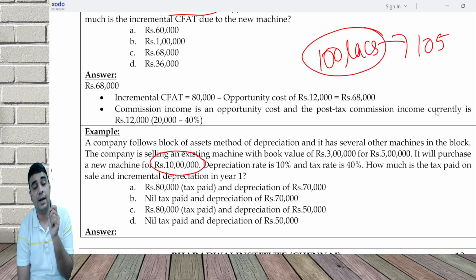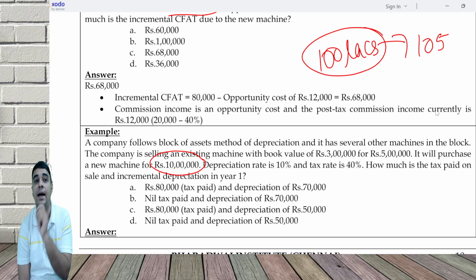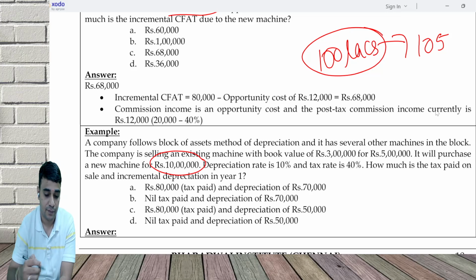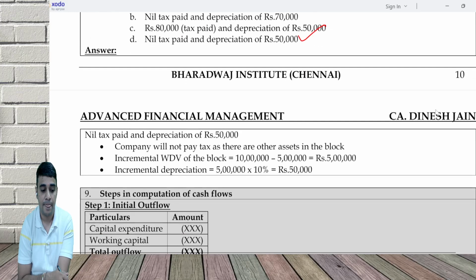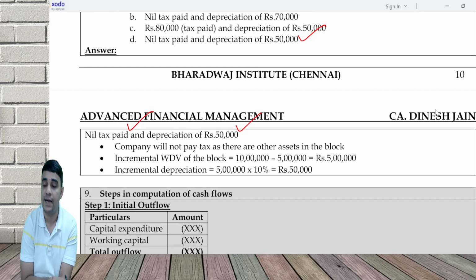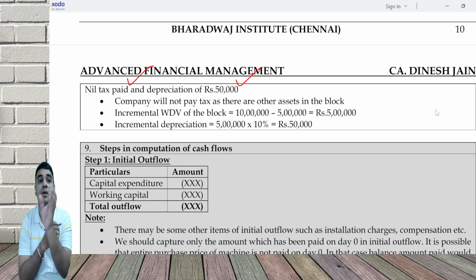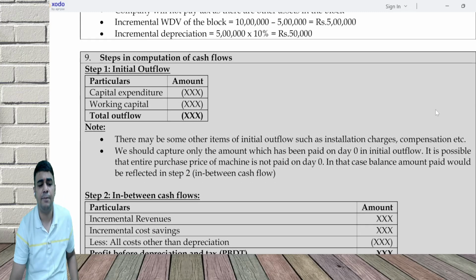What is the extra depreciation? Earlier 100 lakh into 10%, now 105 lakh into 10%. So extra is how much? 50,000. Nil tax paid and depreciation of 50,000. The company will not pay tax as there are other assets in the block. Incremental WDV: WDV will go up by 10 lakh, go down by 5 lakh, extra 5 lakh. On that extra 5 lakh, 50,000. Any doubts on this?